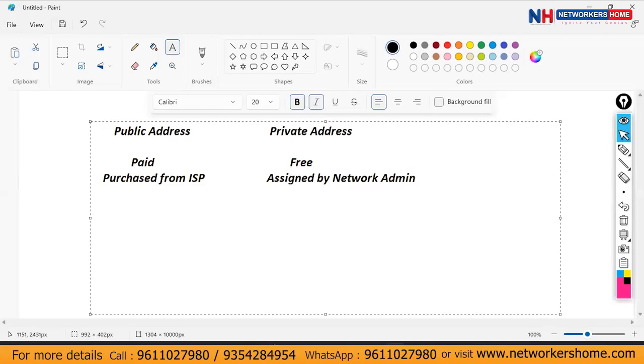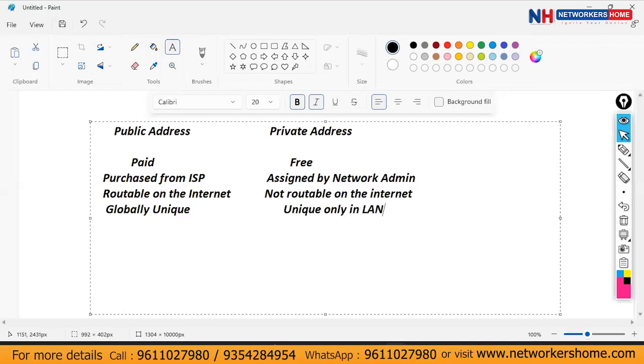Okay. So the main difference is that your public addresses are routable on the internet. Means you can use the internet using the public IP, but you cannot use the internet using your private IP. Okay. Not routable on the internet. One more difference. These addresses are globally unique. Means your public IP address will not repeat anywhere in the world. But your private addresses are unique only in the LAN. Only in the local area network, your private addresses are unique.